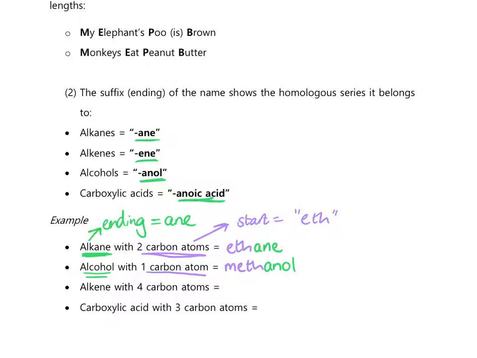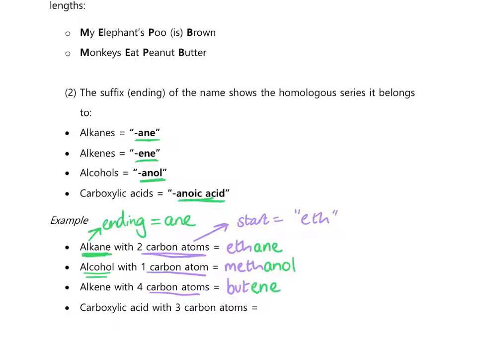I'd like you to pause the video and try the next 2, and then I'll go over the answers. So pause the video now and try those next 2. So the next one is an alkene with 4 carbon atoms. So the 4 carbon atoms means that the prefix is going to be but. And an alkene means that I end in ene.